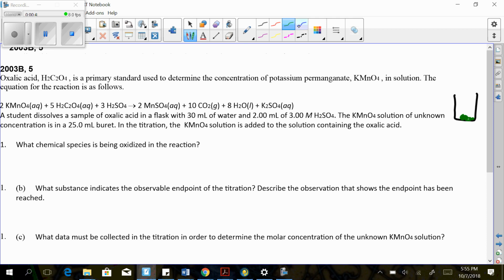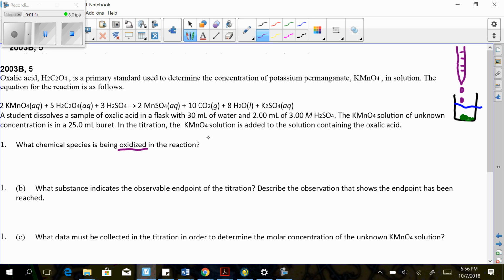And then we take a burette, and I'm going to do that one in purple. So you take the burette and you're going to titrate the potassium permanganate. And in this problem, we want to know in part 1 what chemical species is being oxidized in the reaction.